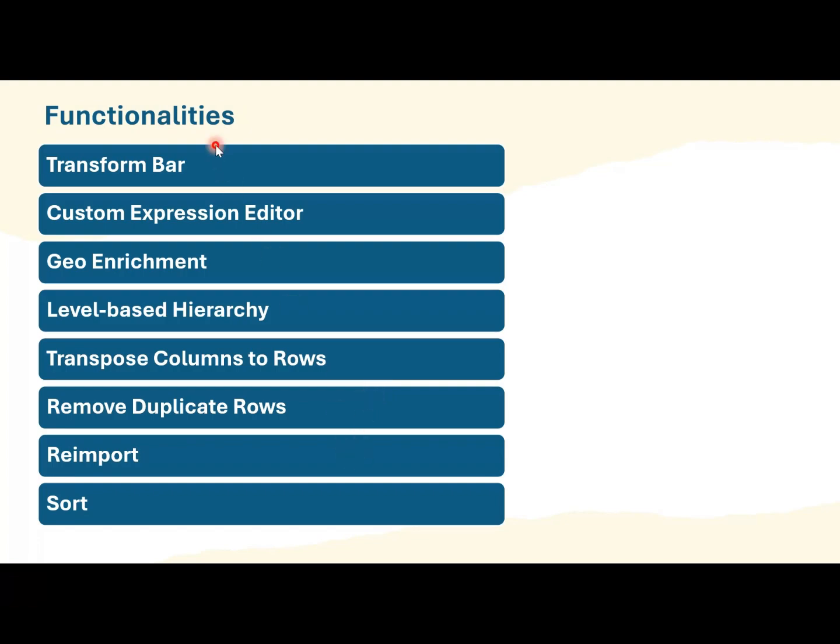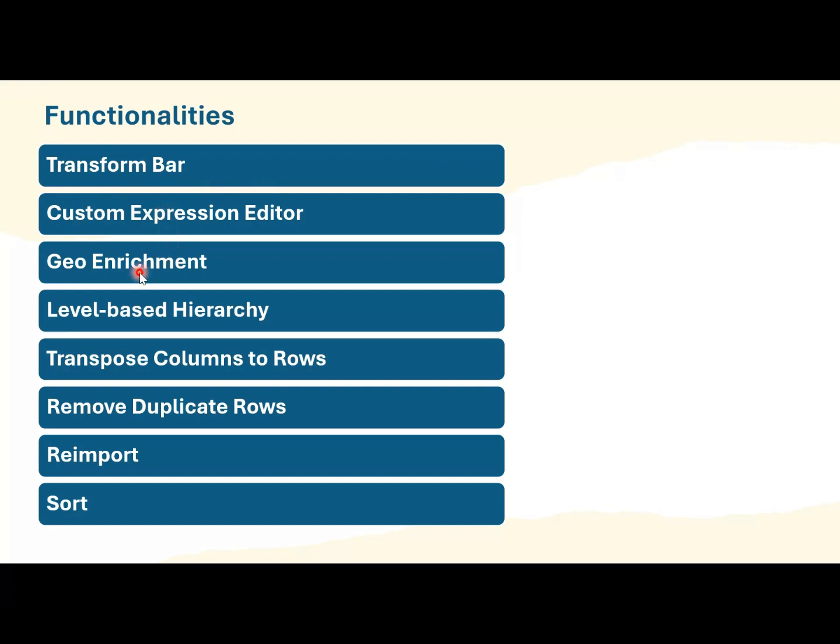So these are the basic functionalities that are available in a dataset. As I said, we have a transform bar where you can perform certain basic transformations. Then we have the custom expression editor. In the custom expression editor, you can use date functions, if-else logic, and many other options. We will see how we can use that.